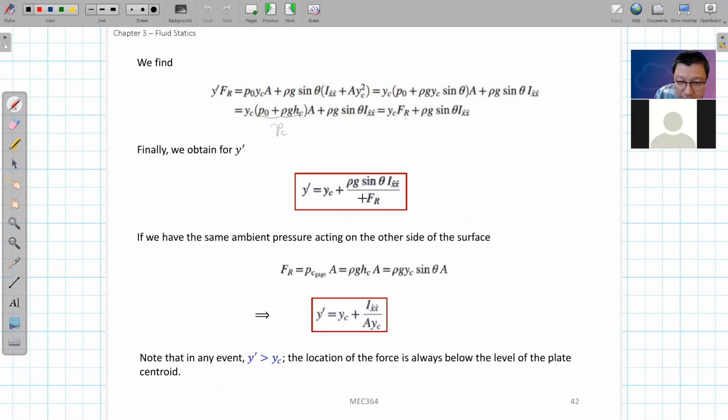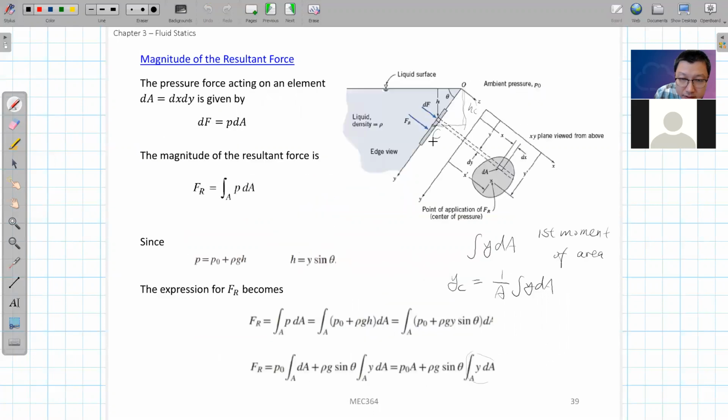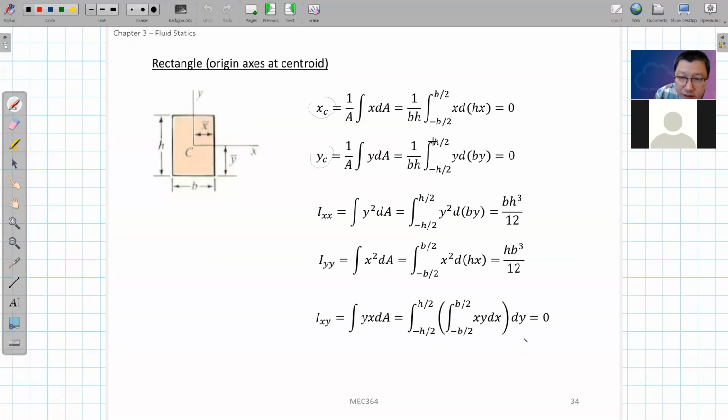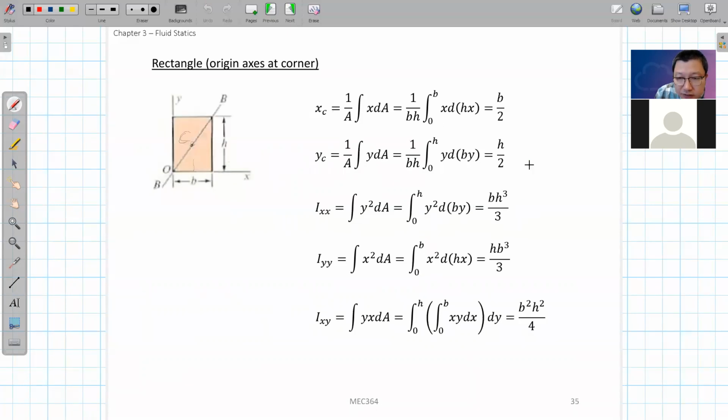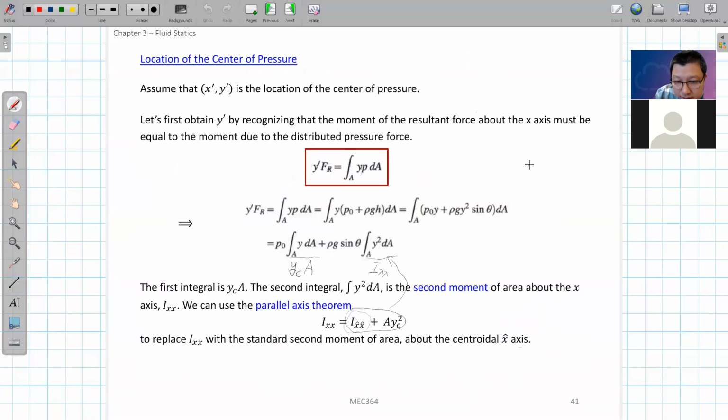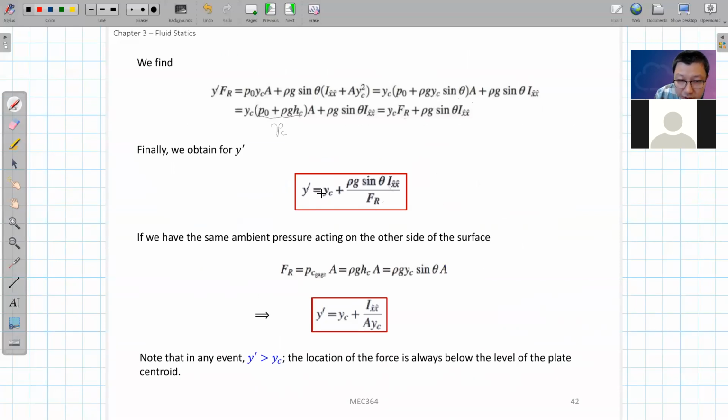And the next step: if we know this Ix hat, we can calculate what the y prime will be, right? For example, if this plate is a rectangular plate, then we know this will be Ix hat, because this is where we define this x and y, the x-axis across the centroid. It will be b h cubed divided by 12 for this rectangular plate. If your plate is a rectangular flat plate, you can simply substitute this into here and quickly calculate what the y prime will be.